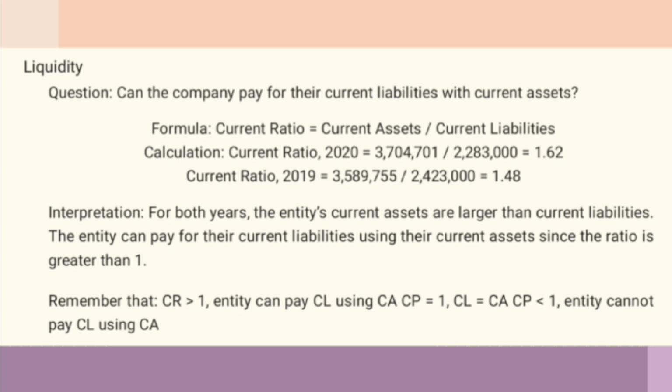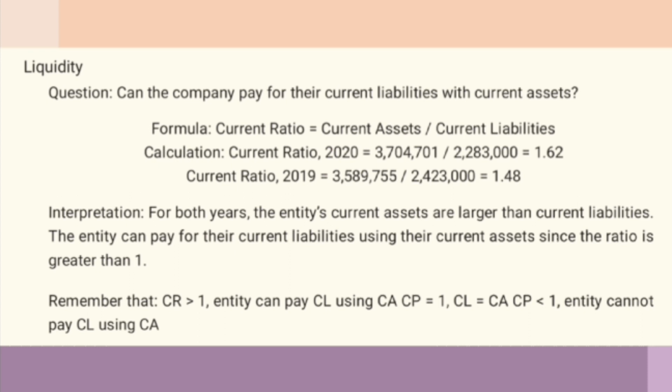So, the interpretation would be, for both years, the entity's current assets are larger than current liabilities. The entity can pay for their current liabilities using their current assets since the ratio is greater than 1. So, ano naman kung greater than 1? Remember that when the current ratio is greater than 1, the entity can pay current liabilities using current assets because the numerator, your current assets, is greater than the denominator, which is your current liabilities.